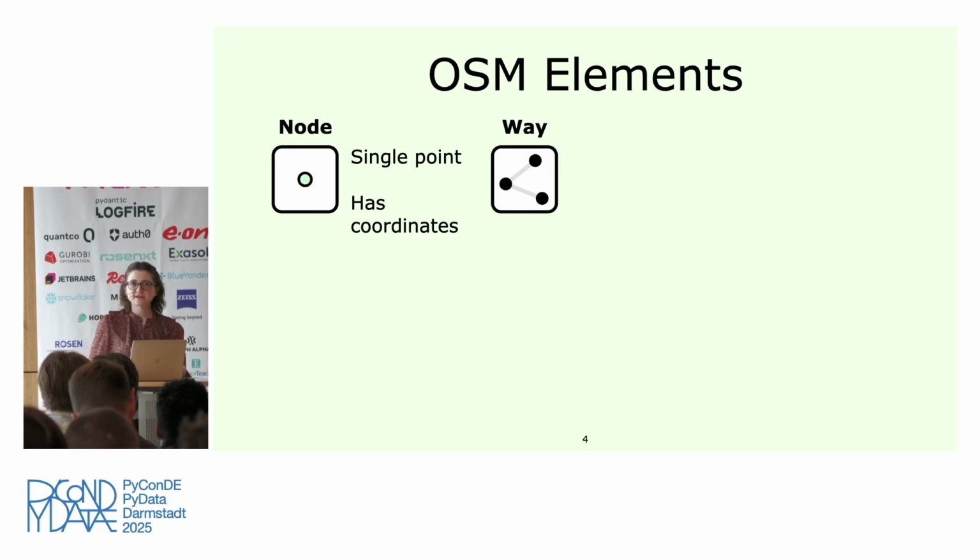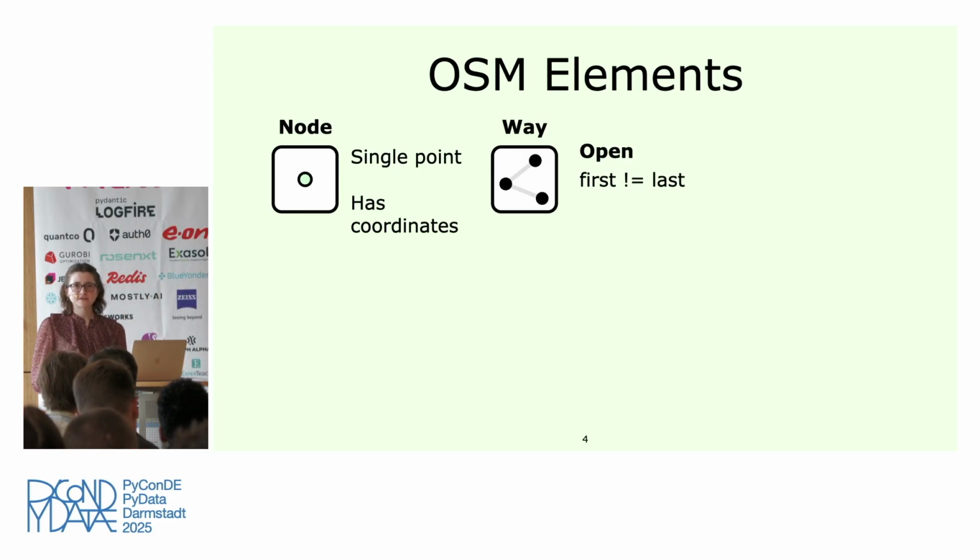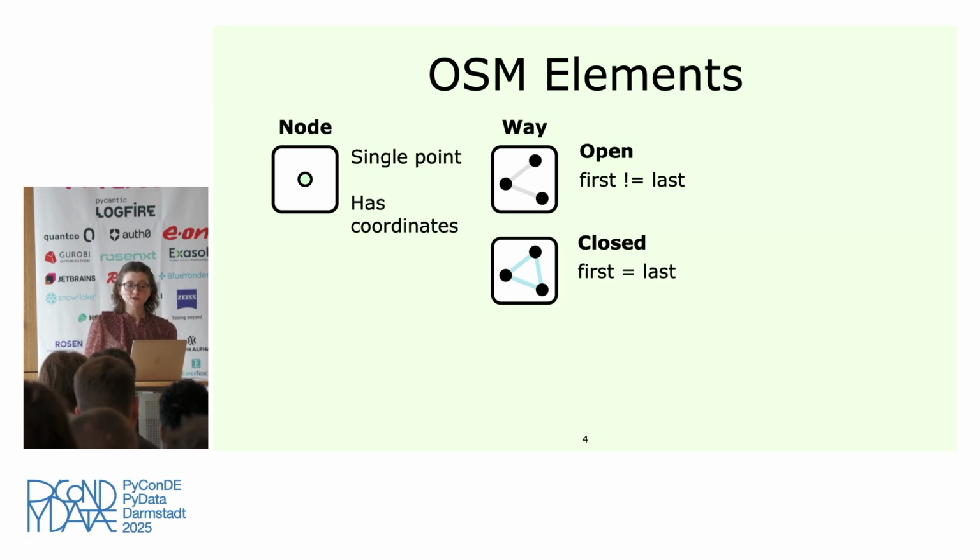So a way is a line or a linear feature, and it's essentially an ordered list of nodes. There's a couple of types of ways. You have an open way. This is where the first node does not equal the last node, like a road or a stream. Then you have a closed way, where the first node equals the last node. This could be something like a roundabout, a traffic circle, or a fence, a barrier around a park.